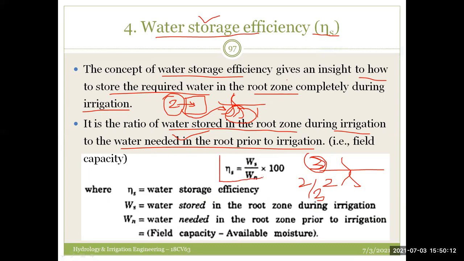So it is given by eta S is equal to WS divided by WN into 100, where WS is the water stored in the root zone during irrigation, and WN is the water needed in the root zone before irrigation. Prior means before irrigation. So that is equal to field capacity minus the available moisture content. You will get the water needed. Water needed will be field capacity minus available moisture content.